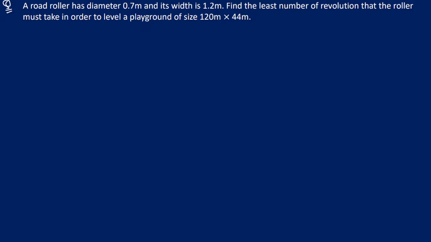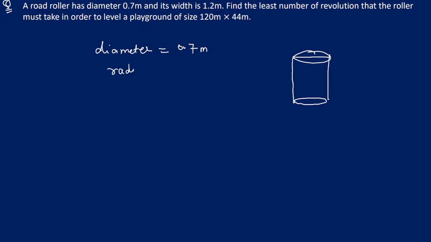See, this is a road roller. Let me make a road roller. The shape of a road roller, beta, is like a cylinder, whose diameter is 0.7. Diameter of the road roller means cylinder. You know that diameter is not needed, we want the radius. So the radius of the cylinder R equals 0.7 divided by 2, which is 7/20 meter, is the radius of the cylinder.